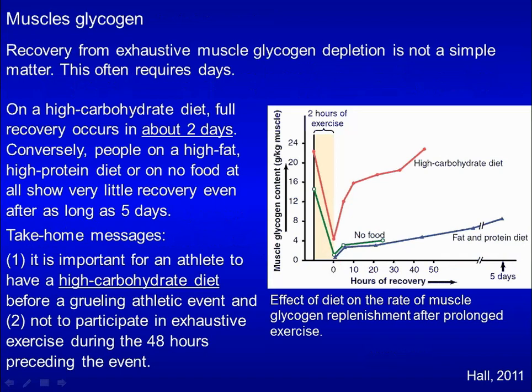Glycogen level can be restored in people with high carbohydrate diet within 2 days. But for people with high fat or high protein diet, it takes much longer to restore glycogen level back to normal.